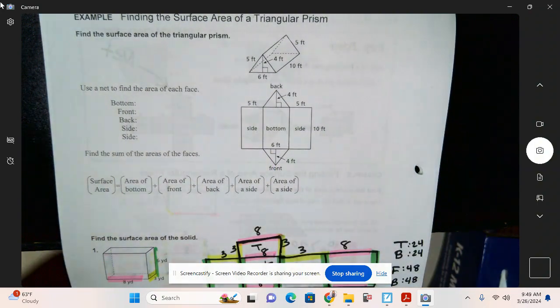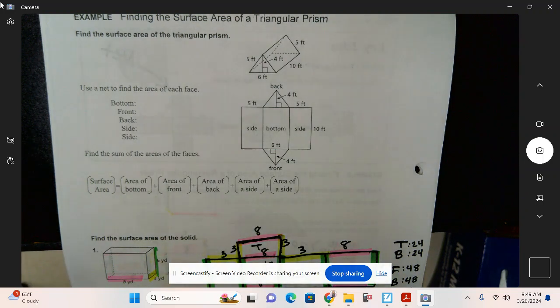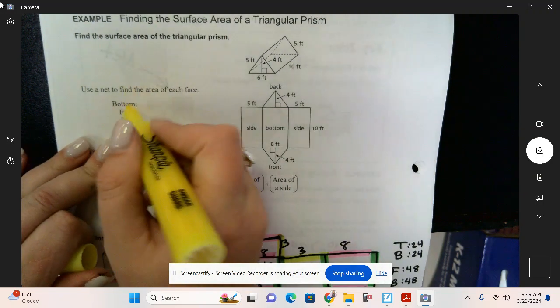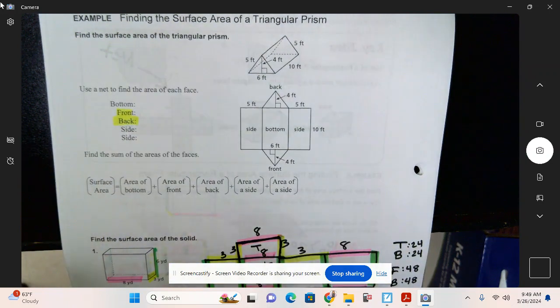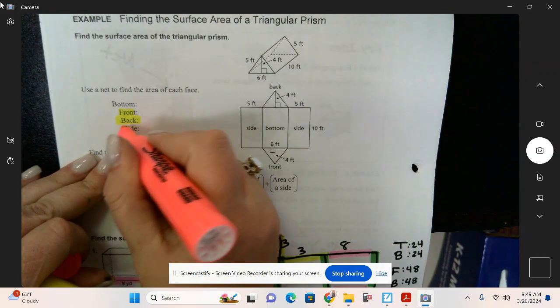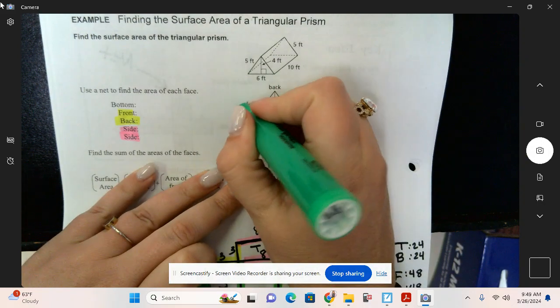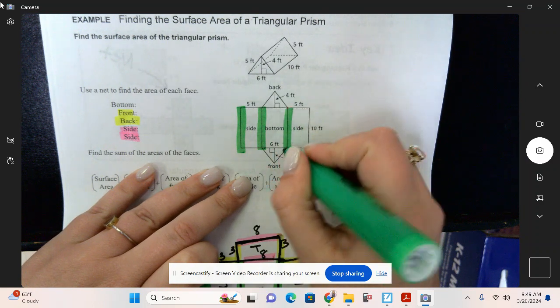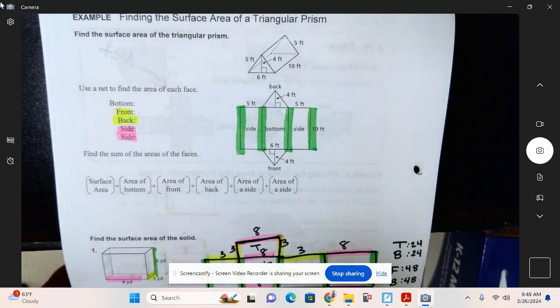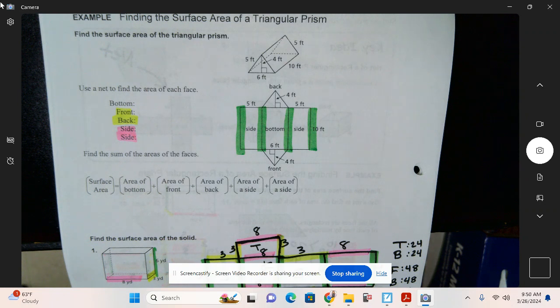Well, guess what? It's still going to follow the same thing. Okay? Your front and back are going to be the same. Your 2 sides are going to be the same. Okay? The pieces that run up and down, they're still going to stay the same. Okay? So those that run up and down like that are going to be the same size. Okay?